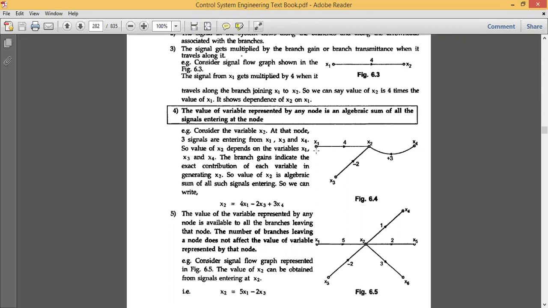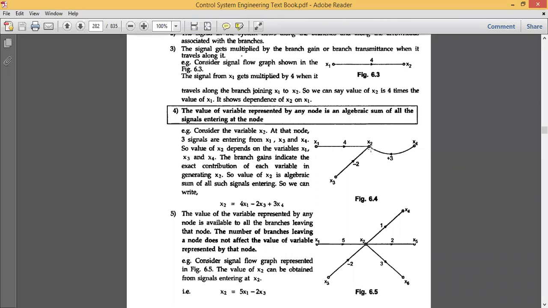It means if you have more than one signal entering one particular node, if you look at figure 6.4, two signals x1 and x3 are entering the node x2. If you want to find the equation for x2, then x2 is represented by the algebraic sum of these two signals entering. Just look at this equation.